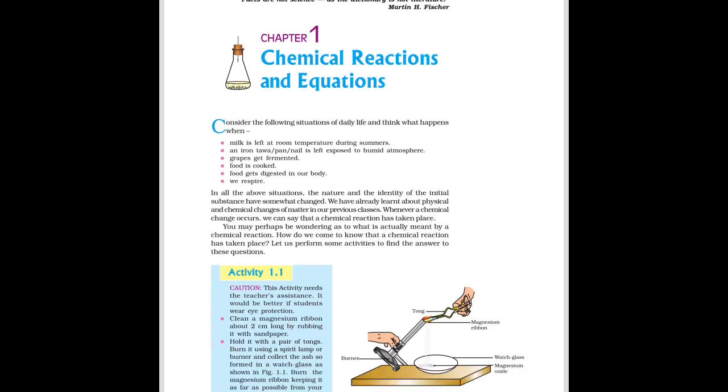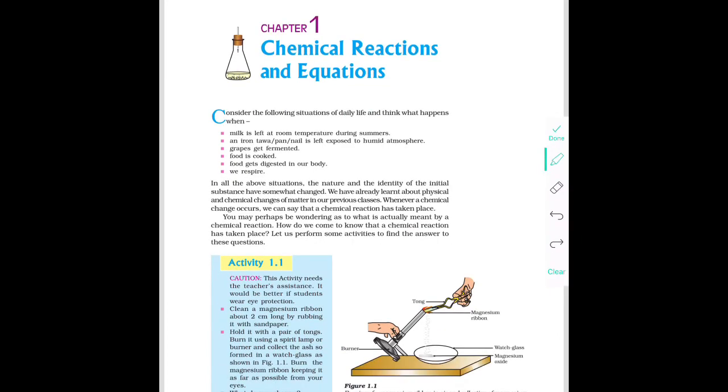Consider the following situations of daily life and think what happens when milk is left at room temperature during summer. An iron tawa, pan or nail is left exposed to a humid atmosphere. Grapes get fermented. Food is cooked. Food gets digested in our body. We respire. Now we already saw that these kinds of changes are called chemical changes.